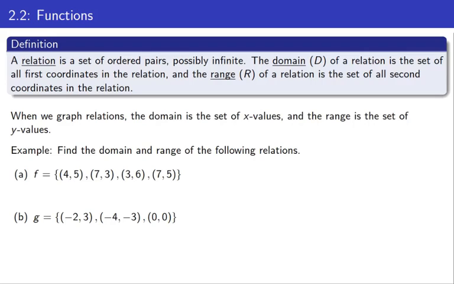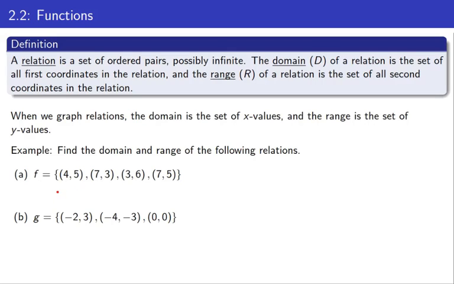The domain of the relation is all the first coordinates, and you can think of them as the x-coordinates if you'd like. And the range is all of the corresponding y-coordinates. It's the set of all of the y-coordinates, the second coordinates if you will. We've got x values, we've got y values, and let's just take a quick look at this.